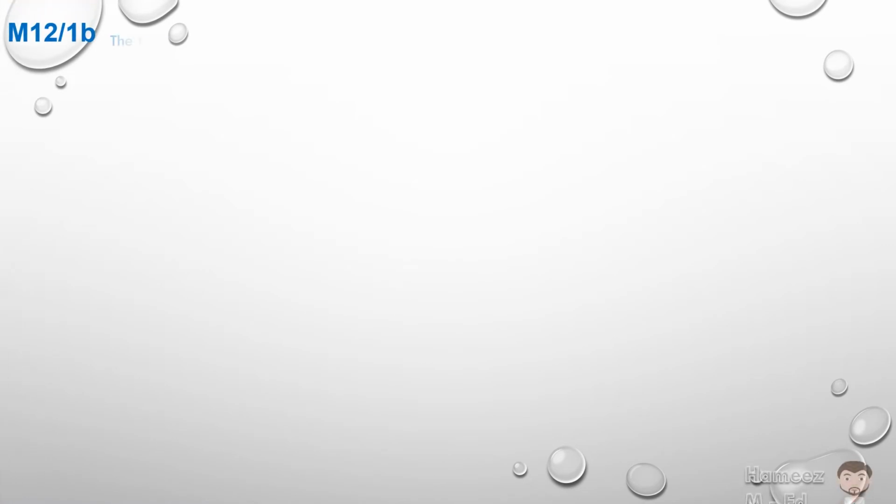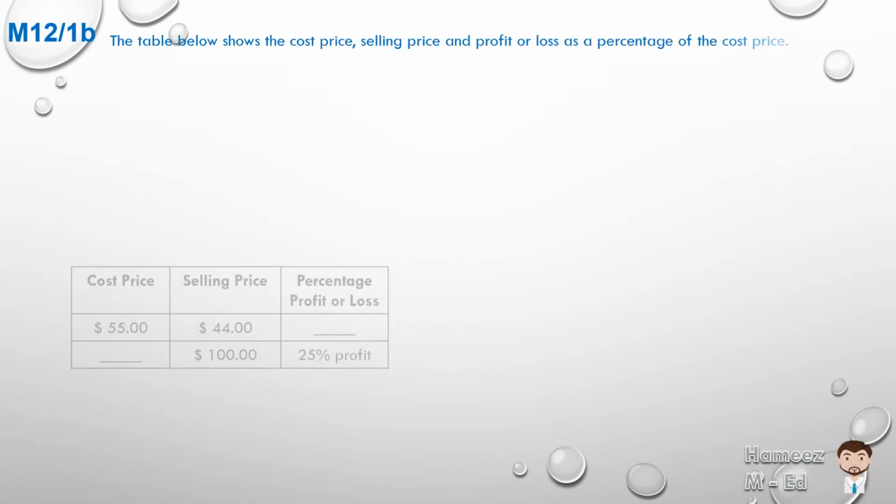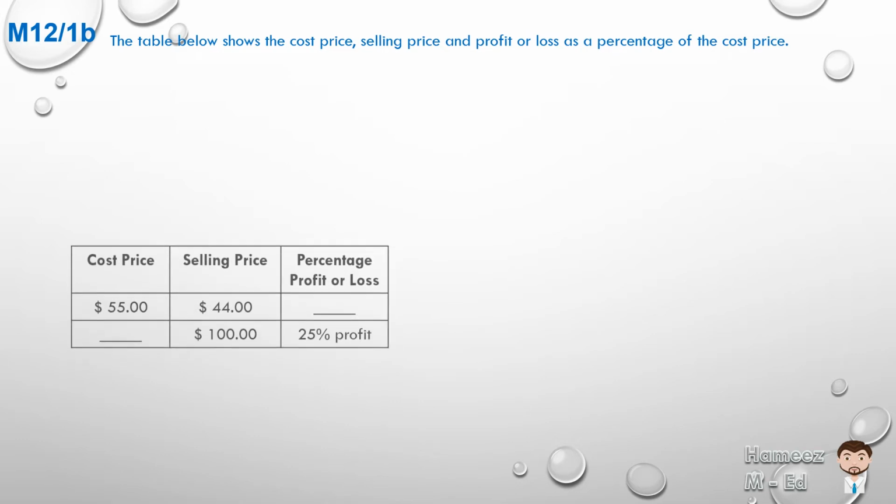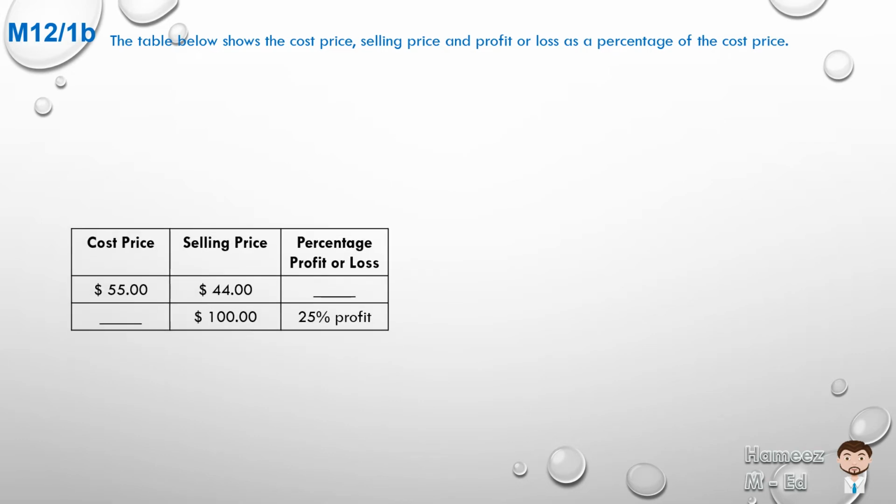May 2012, number 1B. The table below shows the cost price, selling price, and profit or loss as a percentage of that cost price. Copy and complete the table inserting the missing values at 1 and 2. So if we look at the first row, what do we know? We know the cost price is $55. The selling price is $44.